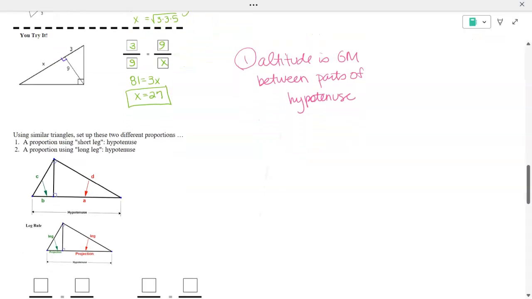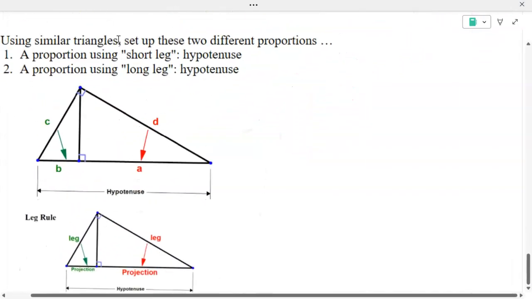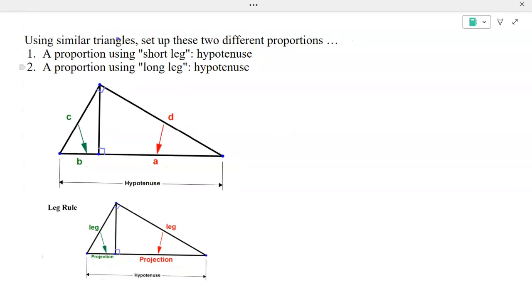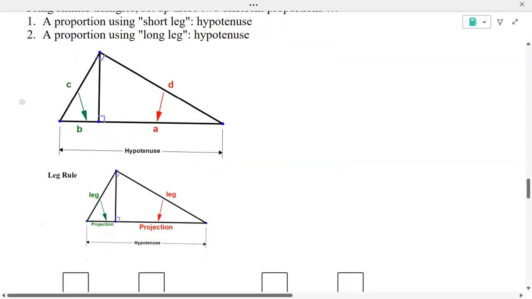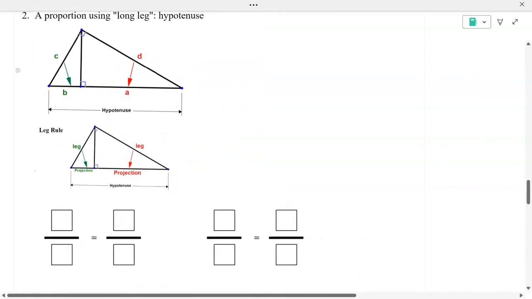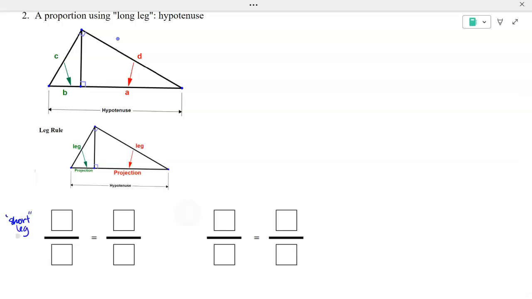So here, we're going to take a look at our figure, and this time we're going to create a proportion comparing the short leg of the triangle to the overall hypotenuse, and one using the long leg to the hypotenuse. So let's take a look. So in this first one, we're going to actually compare the short leg to the hypotenuse.